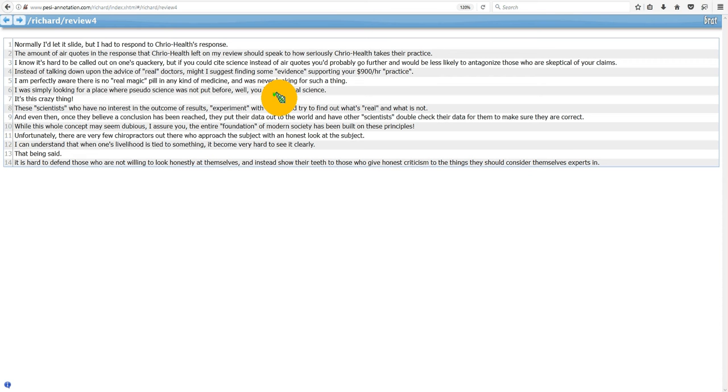I'll go sentence by sentence to show why annotation is so important to such a technology, to machine learning technology. Okay, let's start. The first sentence is, "Normally I'd like a slide, but I had to respond to this response." To me, this sounds like something we have to read more of, and it's either a very positive or negative thing, but that's not worth annotation.